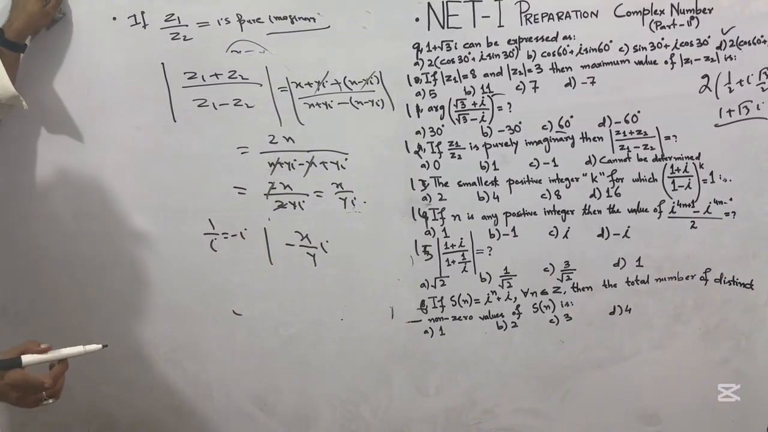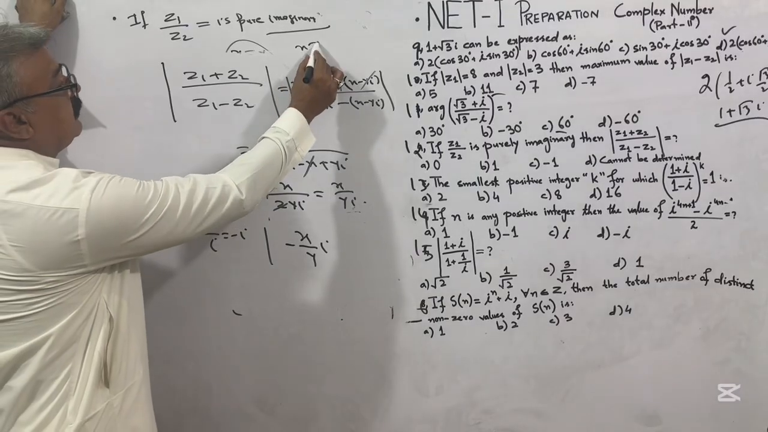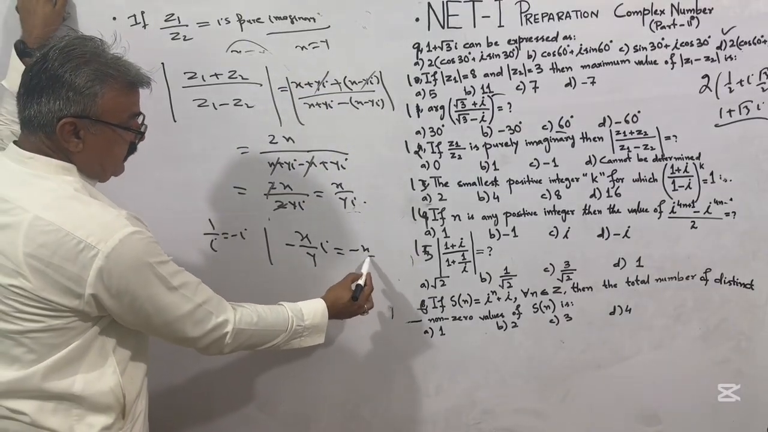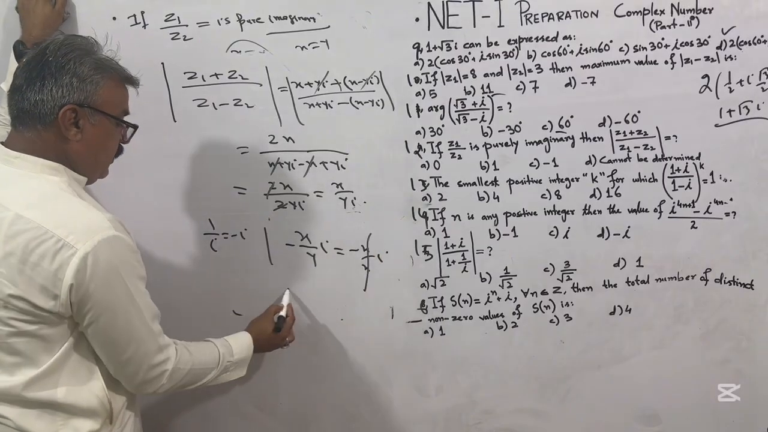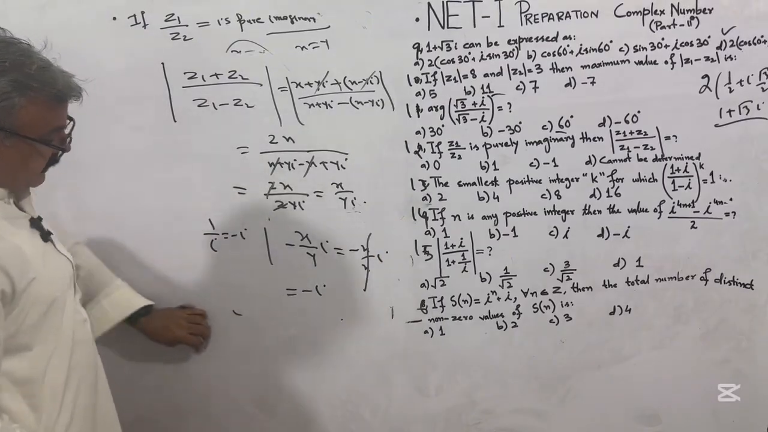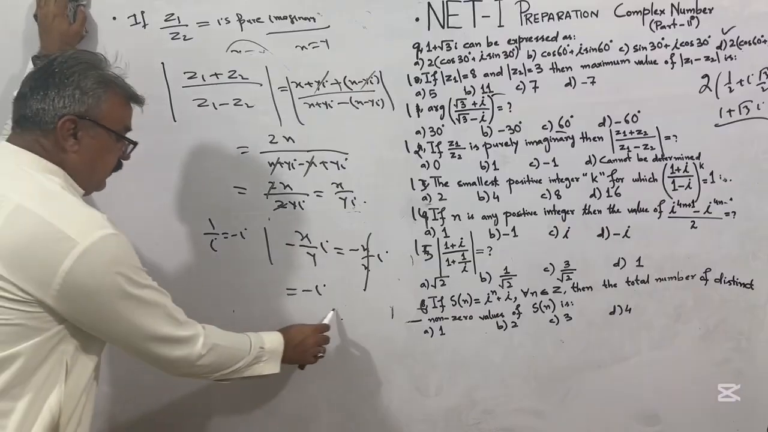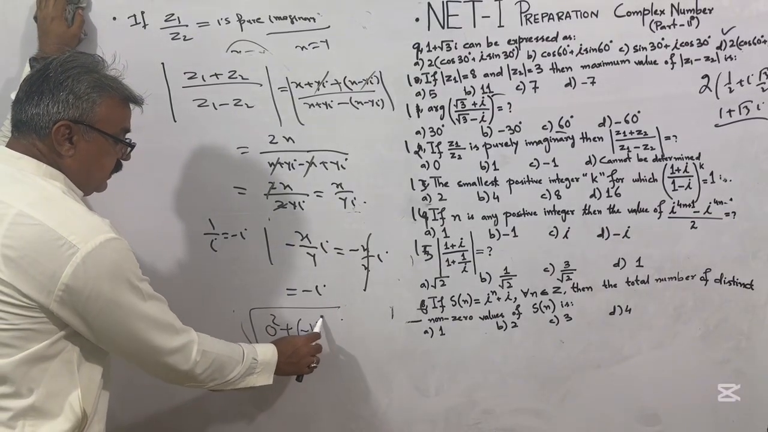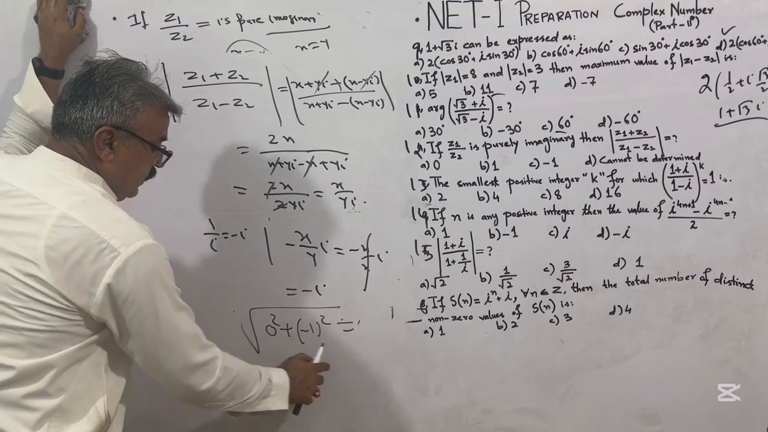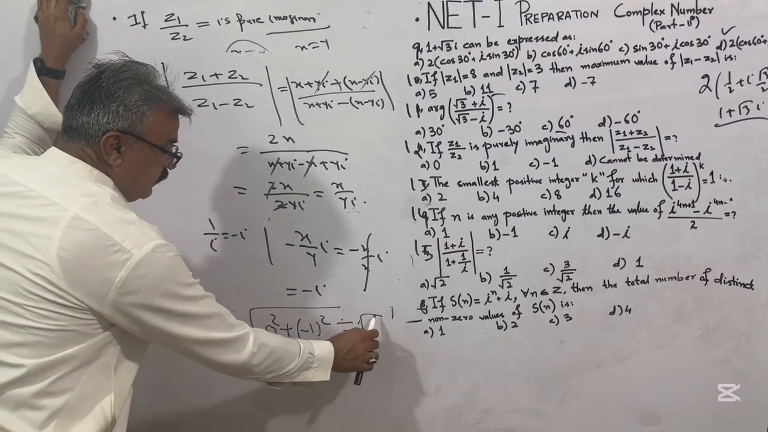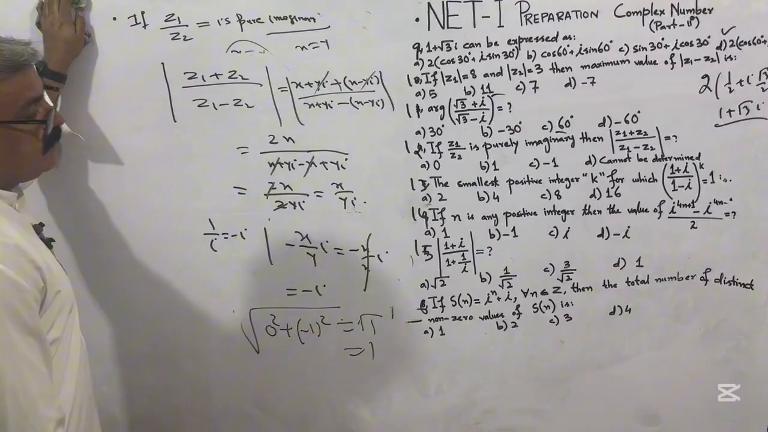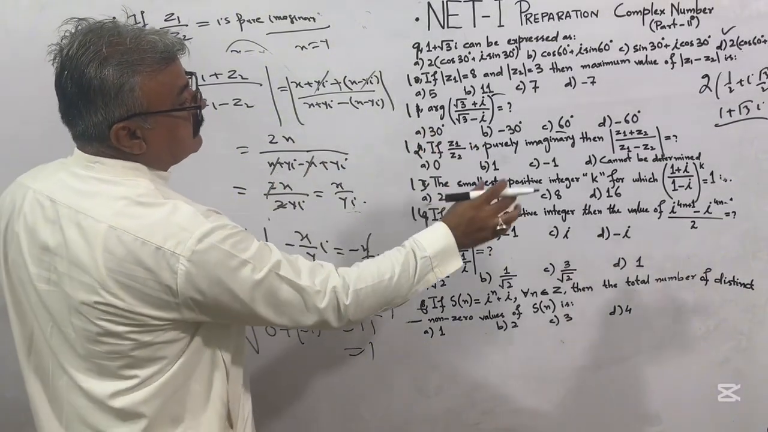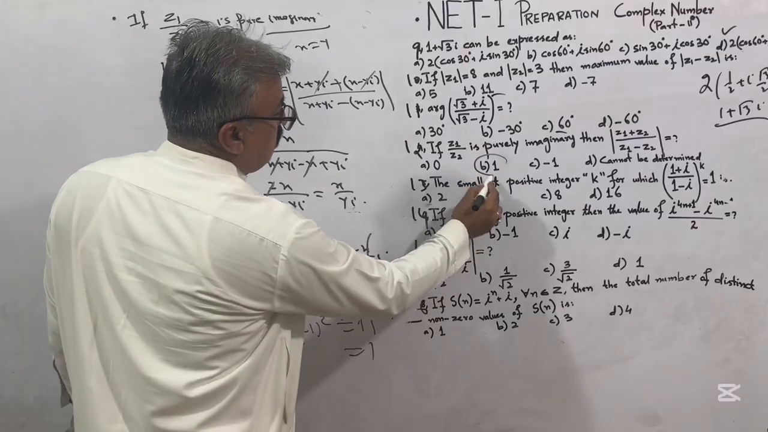And we have also assumed that x is equal to 1. Put x is equal to 1. We are going to get minus x over x iota, cancelled out. We have negative iota. Find its magnitude. No real part: 0 square plus minus 1 square. Minus 1 square means 1. Square root of 1 is 1. So the magnitude of this quantity, Z1 plus Z2 over Z1 minus Z2, is 1.